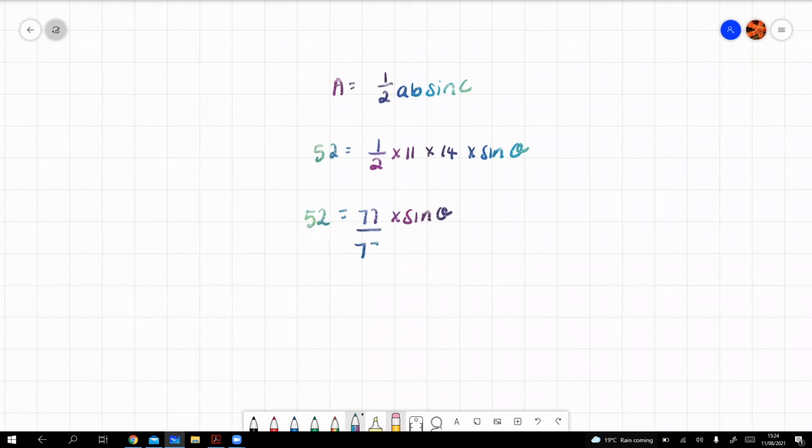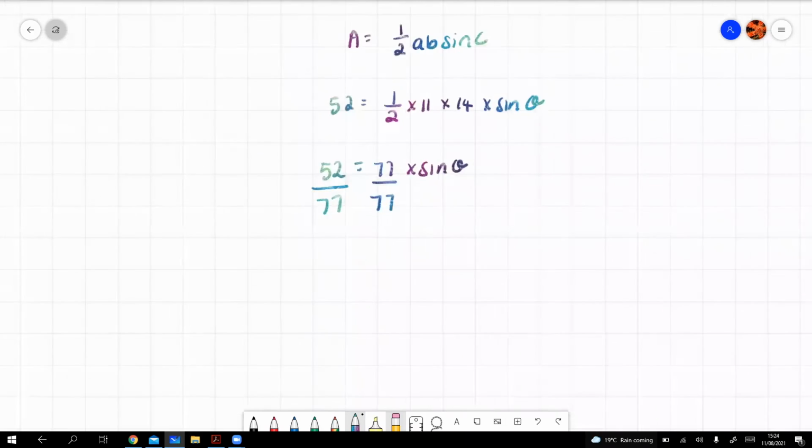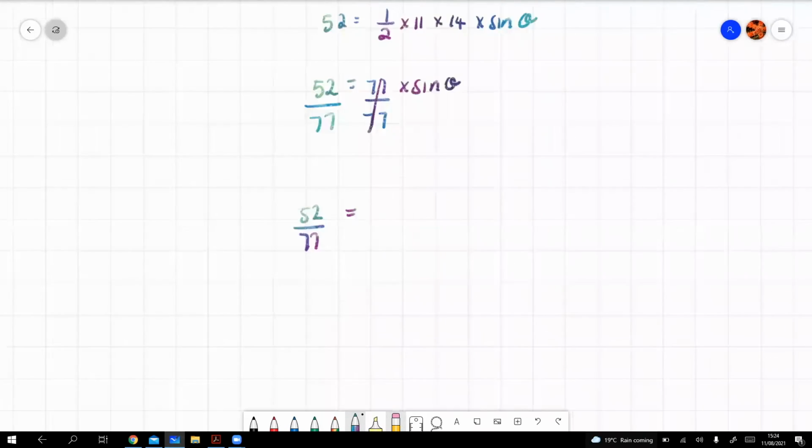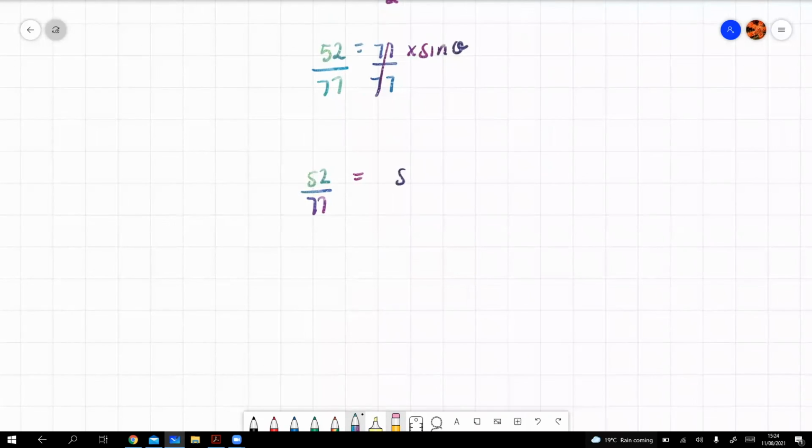How do I get rid of times by 77? Divide by 77. Okay, that there is a recurring decimal as well, so I'm just going to leave it as 52 over 77 as I don't want any rounding issues. 77 divided by 77 is 1. 1 times sine theta is just sine theta. To get rid of sine, I've got to do the inverse. And so I've got to do sine minus 1 of 52 divided by 77, and I end up with 42.5 degrees to 1 decimal place, and there we are.